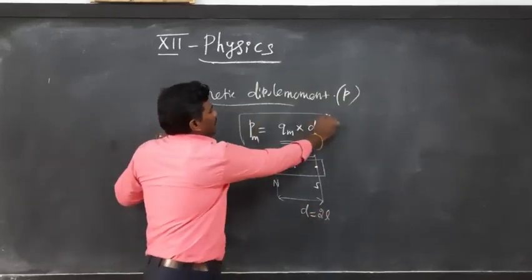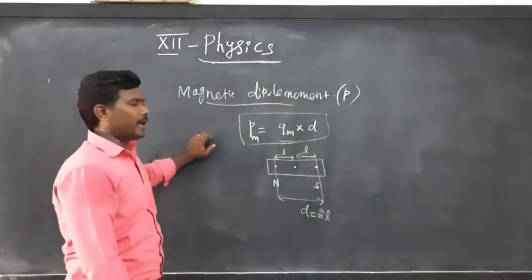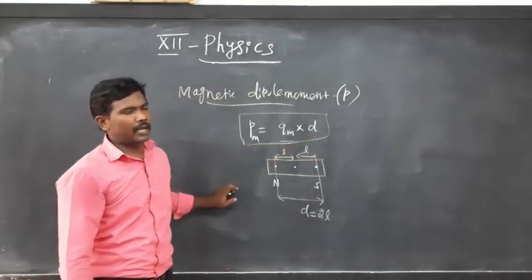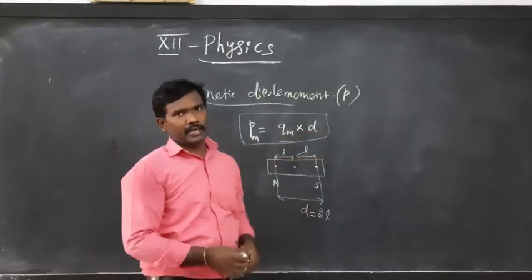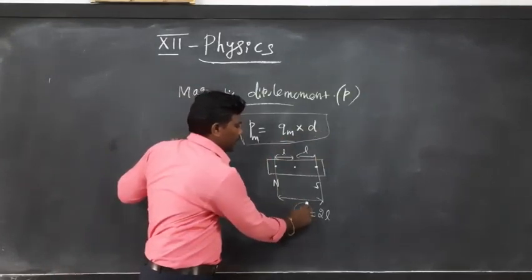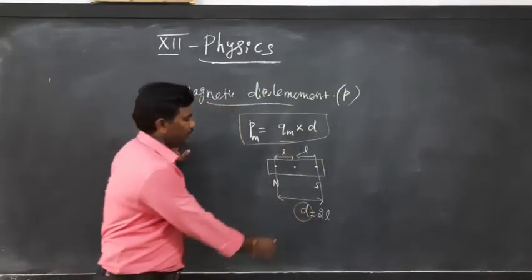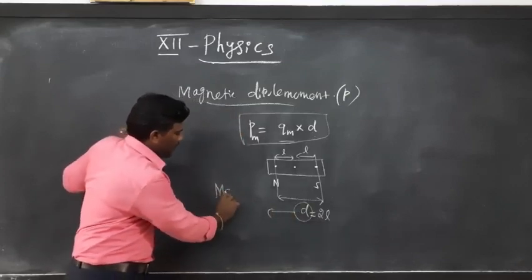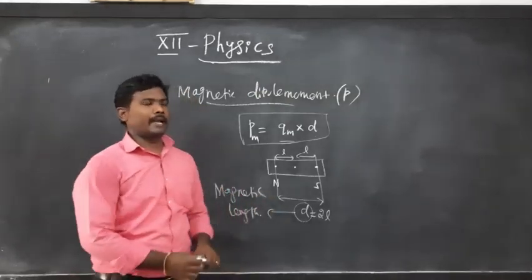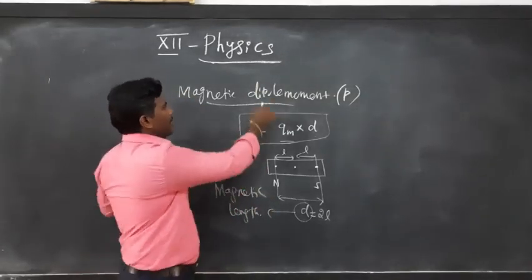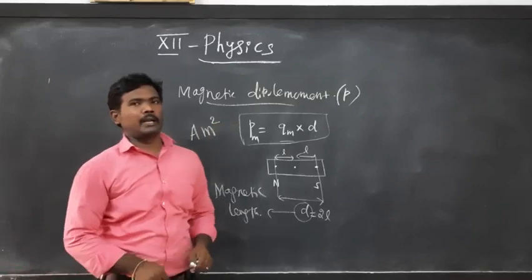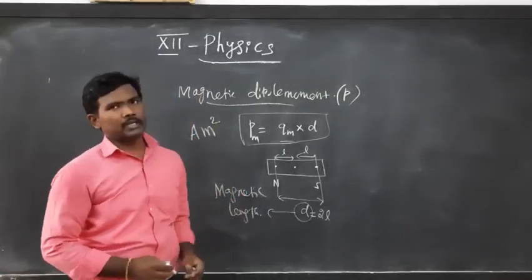So the magnetic dipole moment is defined as the product of magnetic strength and the distance between the poles in a particular magnet: Qm multiplied by D. It is the formula to calculate the magnetic dipole moment. This length D is called the magnetic length or magnet length. And the unit for the magnetic dipole moment is ampere meter square.